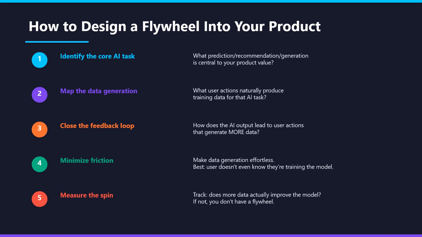And step 5, measure the spin. This is very critical. You need to verify that more data actually improves the model. Plot model accuracy against the data volume. If the curve is flat, you don't have a flywheel, you have a data collection hobby. If it's still climbing, your flywheel is working. Keep that in mind.